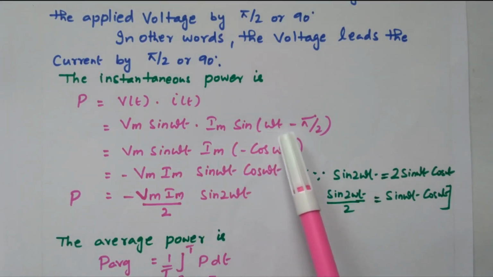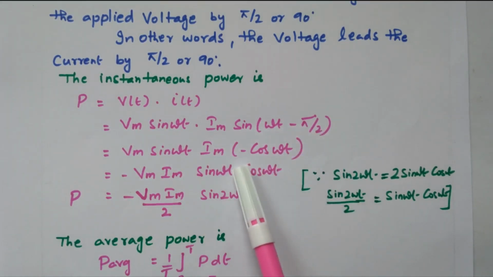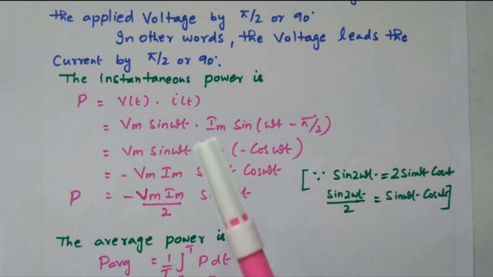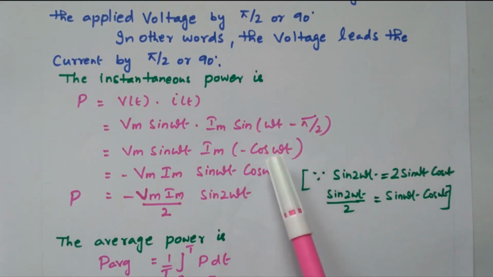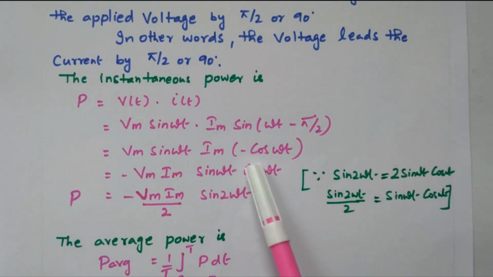Sin(omega t minus pi by 2) can be written as minus cos omega t. We already discussed that: this only replaced sin omega t, and now again we come to the original form. So the negative sign is available: minus Vm Im sin omega t into cos omega t.